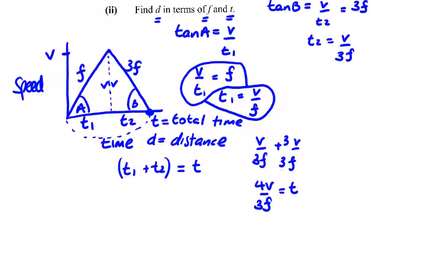Do I need that here? Half the base by the height. What do we ask for? d in terms of f and t. The total distance travelled is half the base, which is t, by the height, which is v. So we want d in terms of f and t, so we need to get rid of v. Over here we can say that 4v is equal to 3ft. So v is equal to 3ft over 4.